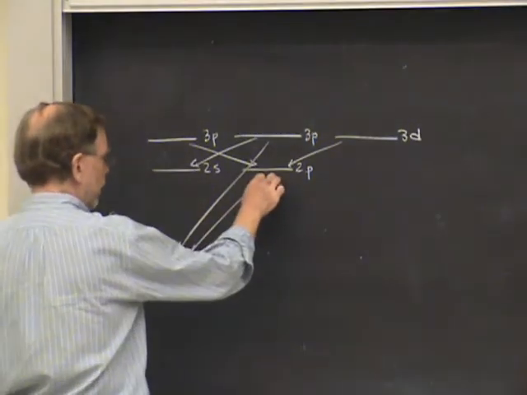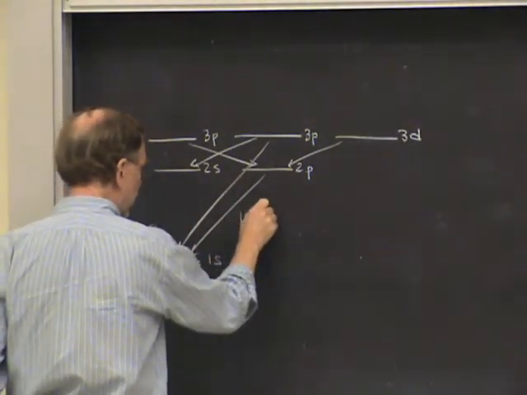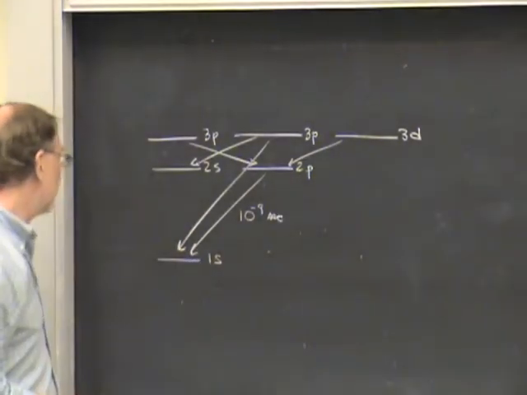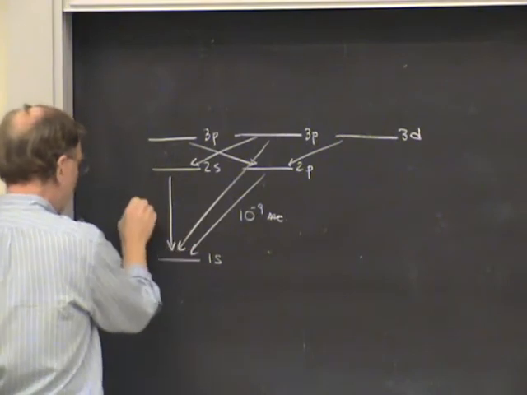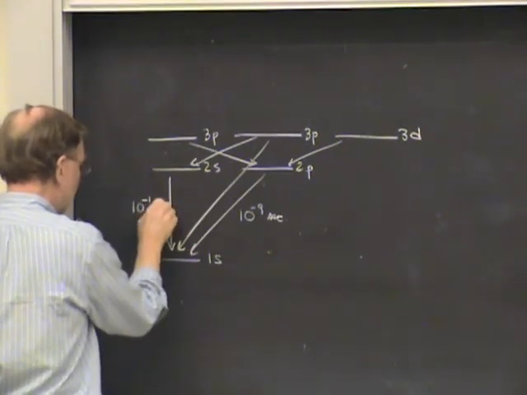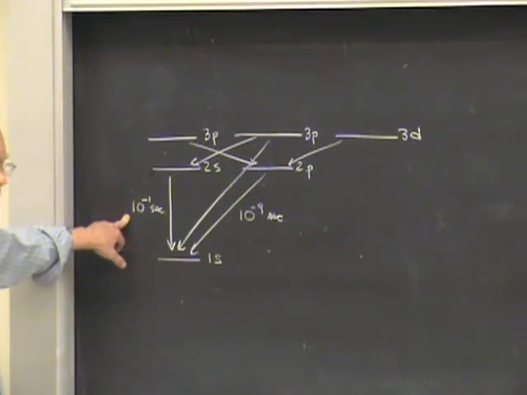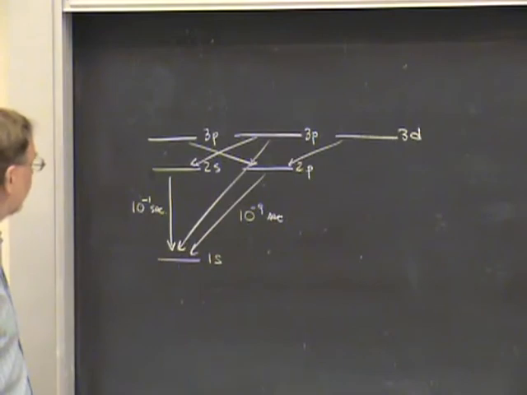The transition time for the 2p to 1s is a dipole transition that goes in about 10 to the minus 9 seconds. In the 2s state, it's stuck there, and it has to go by a higher order transition, which we'll talk about later on next semester. And it takes a much longer time, about 10 to the minus 1 second, about 100 million times longer than the 2p to 1s transition.